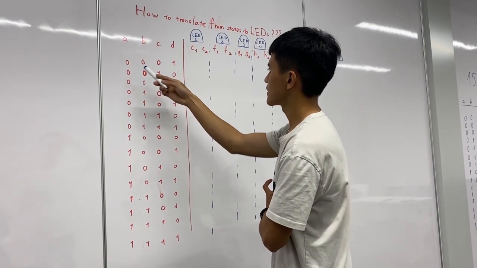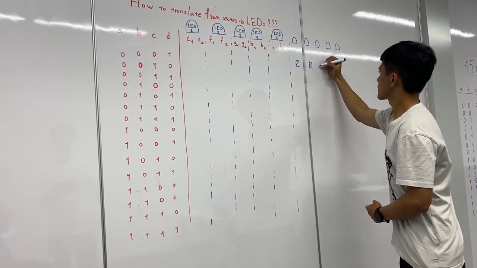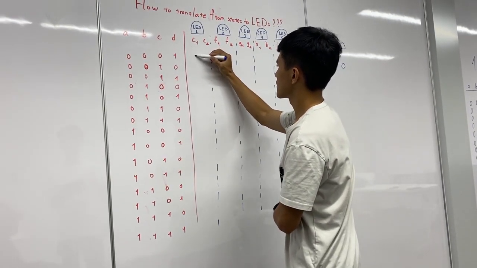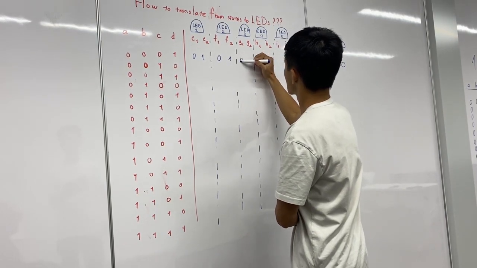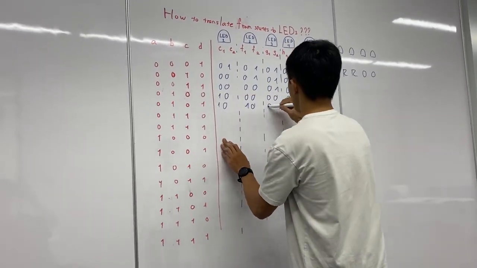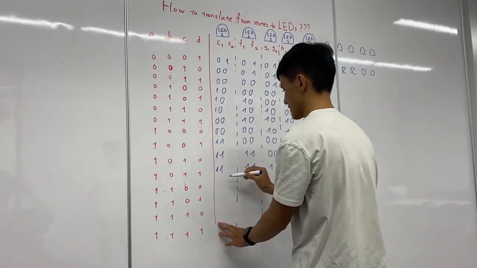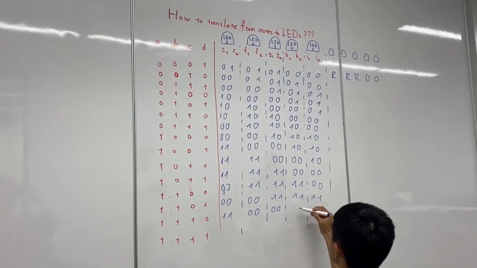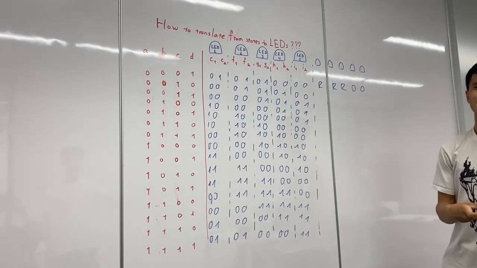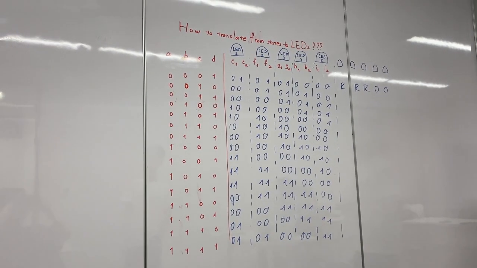For example, for the first state, 0001, the first 3 LEDs will be red, and the last 2 will be off. So we have the corresponding code for the first 3 LEDs is 01, and the last 2 is 0 and 0. And so we can apply the same principle for the other states. And there we have it, the way to translate from the state to the lighting conditions of every 5 LEDs.